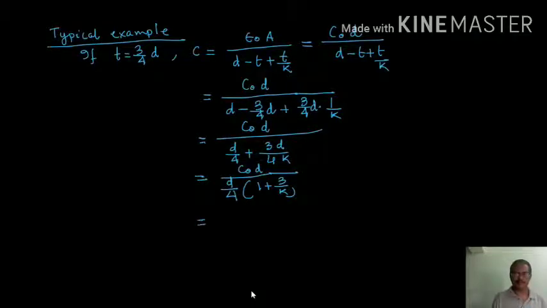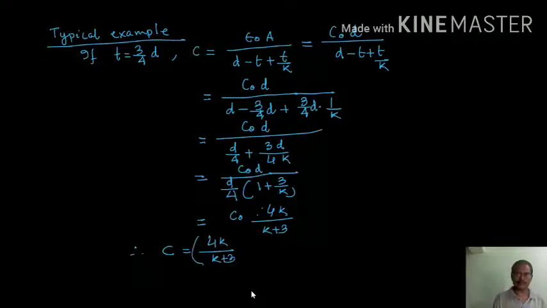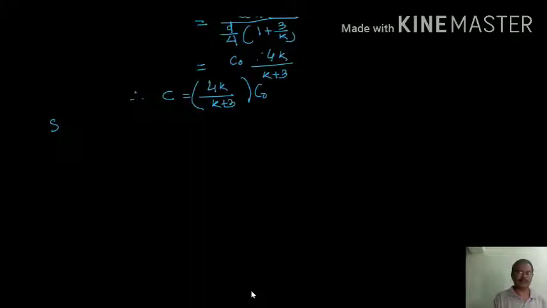So this is equal to C0 into 4K by (K plus 3). Therefore, C equal to 4K by (K plus 3) into C0. Let us discuss some special cases.